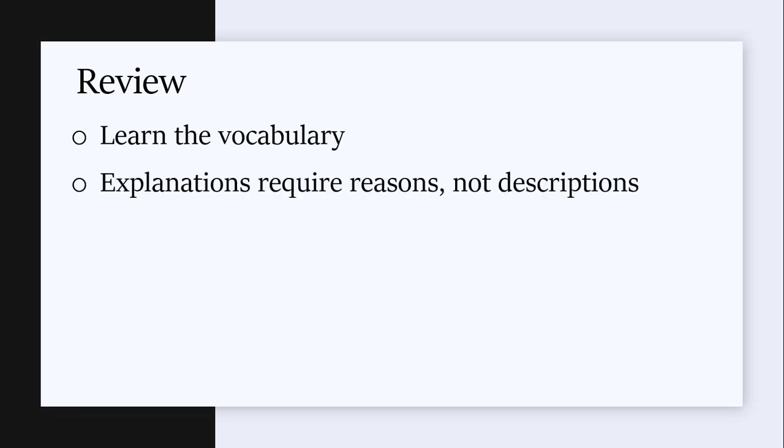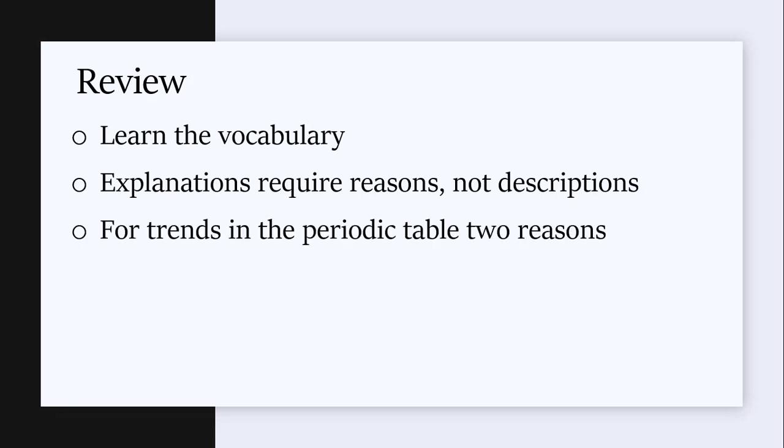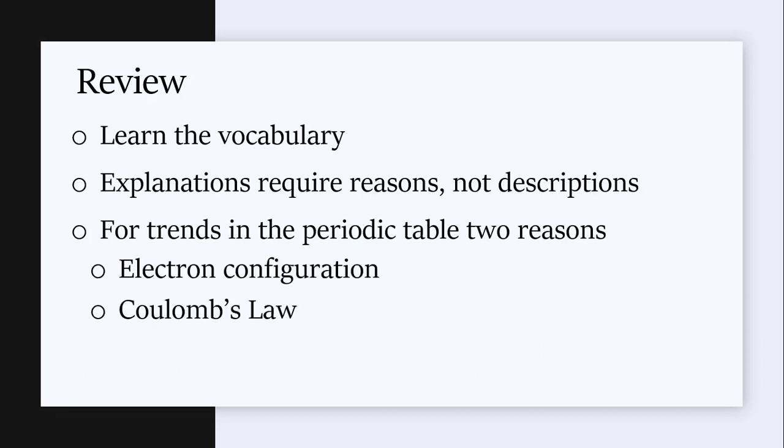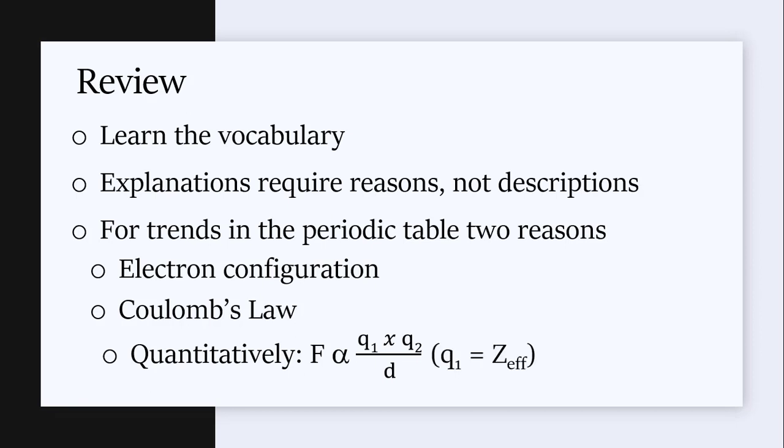So to review, you need to learn the vocabulary. Remember that explanations require reasons. They are not descriptions. For the periodic table, you need to know two reasons for the trends. We will get into that later. The electron configuration and Coulomb's law. Remember that Coulomb's law we will use qualitatively. So it's going to be the force is related to Q1 times Q2 divided by d, where Q1 is the Zeff, Q2 is -1, and d is the distance between the two points.